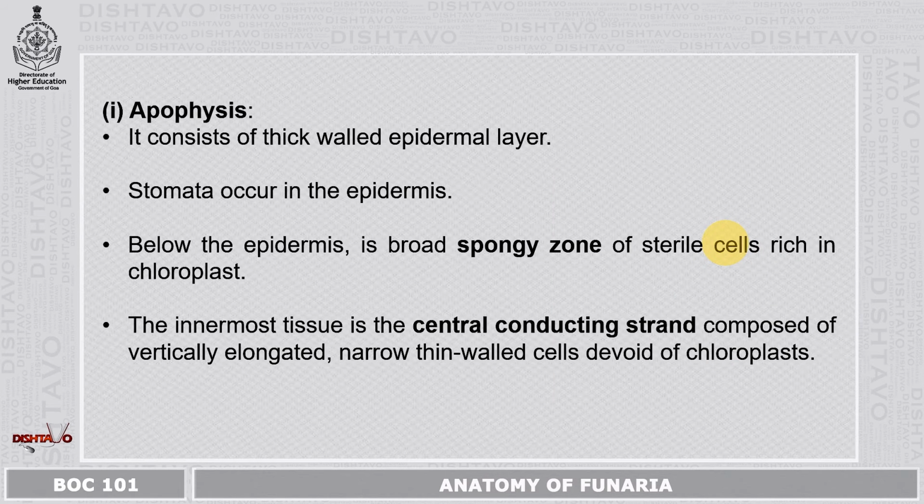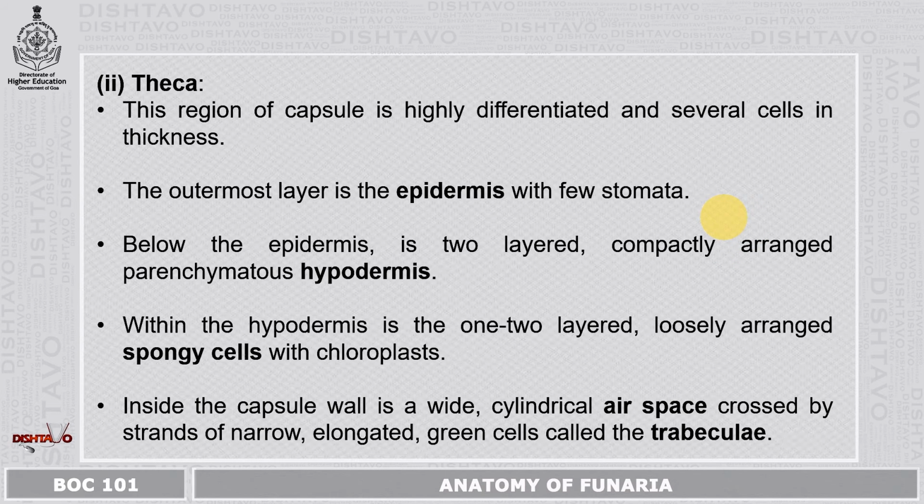We will now see what is apophysis. Apophysis consists of a thick-walled epidermal layer. Stomata are present in the epidermis. Below the epidermis is a broad spongy zone of sterile cells rich in chloroplast. The innermost tissue is the central conducting strand and is composed of vertically elongated, narrow, thin-walled cells devoid of chloroplast.